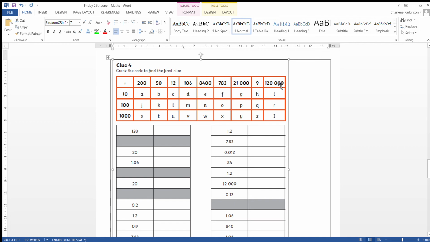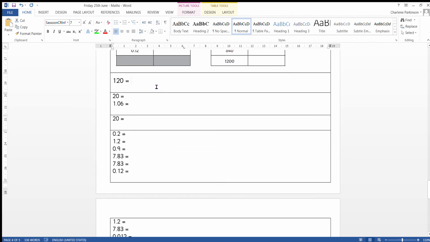So 120,000. So what do I divide 120,000 by to get to 120? Now think, look how many zeros it had and how many it's got now. How many zeros have we got rid of? Now you should be able to see we've got rid of 3 zeros, so I've divided by 1,000. So my missing letter, if I match it up, is going to be an I. So my first letter, 120, equals an I.